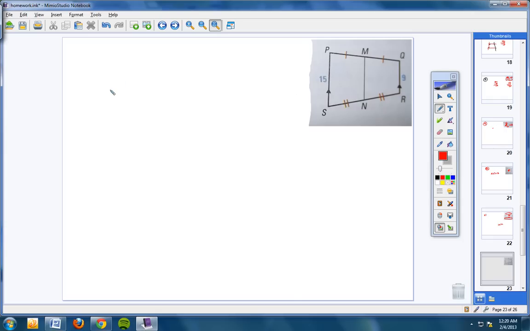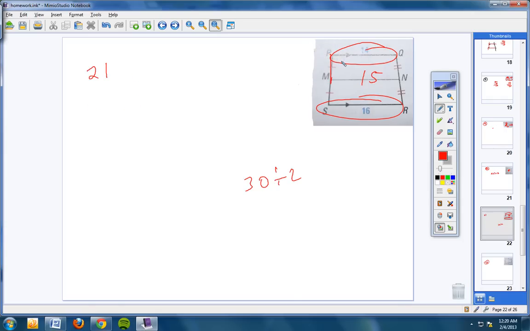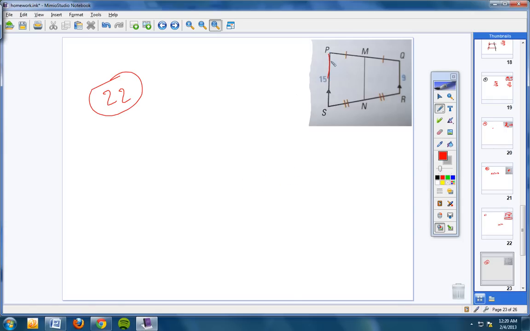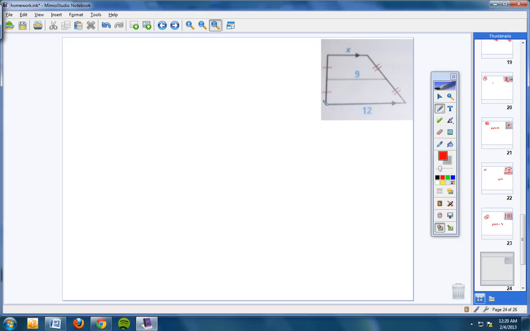Okay, on to number 22. Number 22, here's a base, it's a parallel side. Sorry about that. Here's a base and here's a base. They're parallel sides. Add them together and you get 24. Divide that by 2 and you will get 12. So this length right here is 12. All right, let's take a look at number 23.